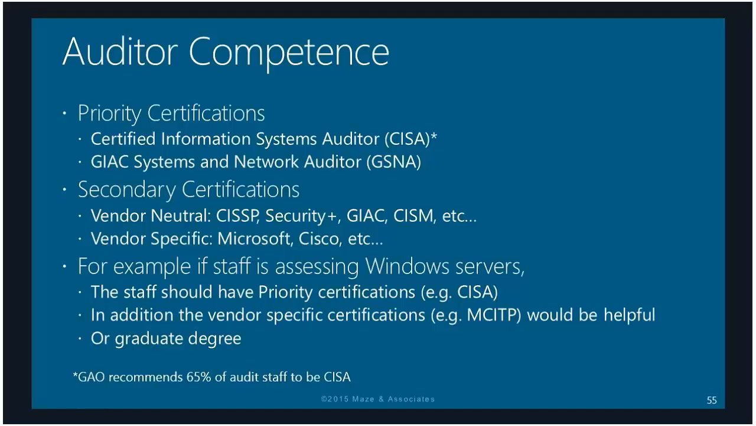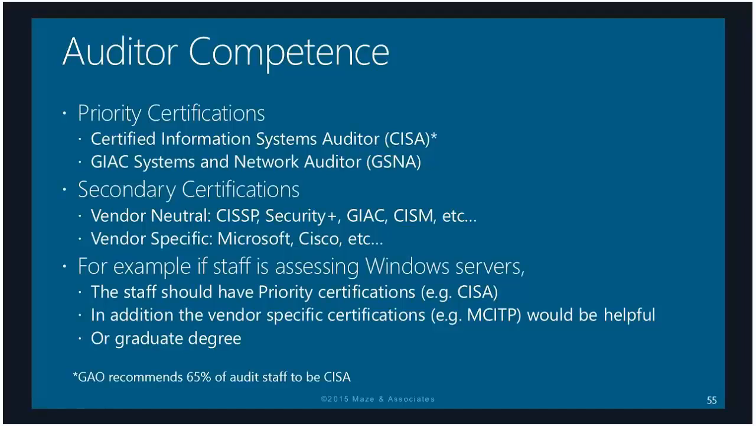So you want to make sure that they understand it, and that's why a CISSP is not listed as one of those certifications that GAO recommends for audit staff. They also put in there that you could have a graduate degree in the subject as well. Now, if you're a certified information system auditor, it requires a degree, just like a CPA requires a degree.